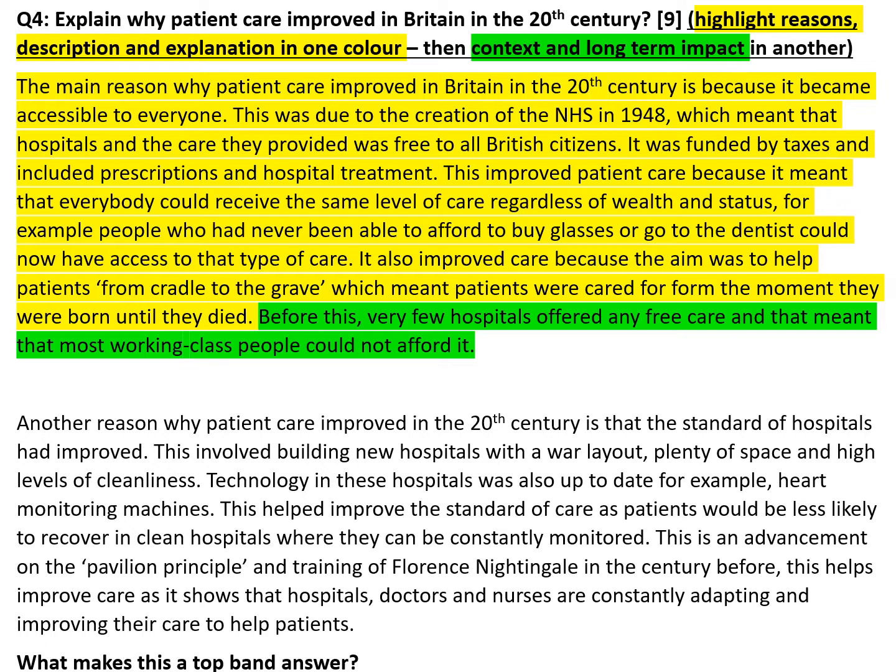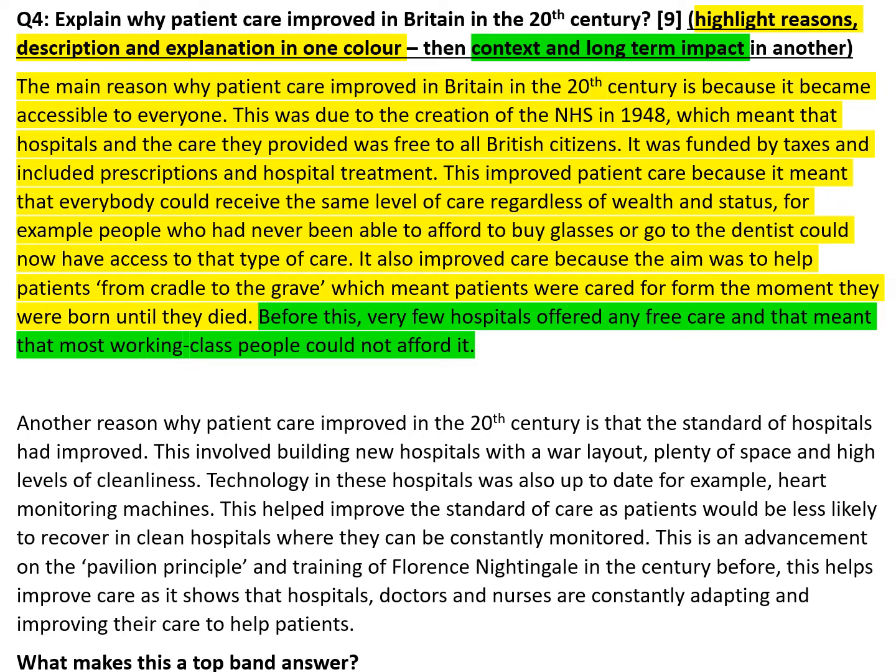Why is this going to improve patient care? This improved patient care because it meant that everybody could receive the same level of care regardless of wealth and status. For example, people who had never been able to afford to buy glasses or go to the dentist could now have access to that type of care. It also improved care because the aim was to help patients from cradle to the grave, which meant patients were cared for from the moment they were born until they died.